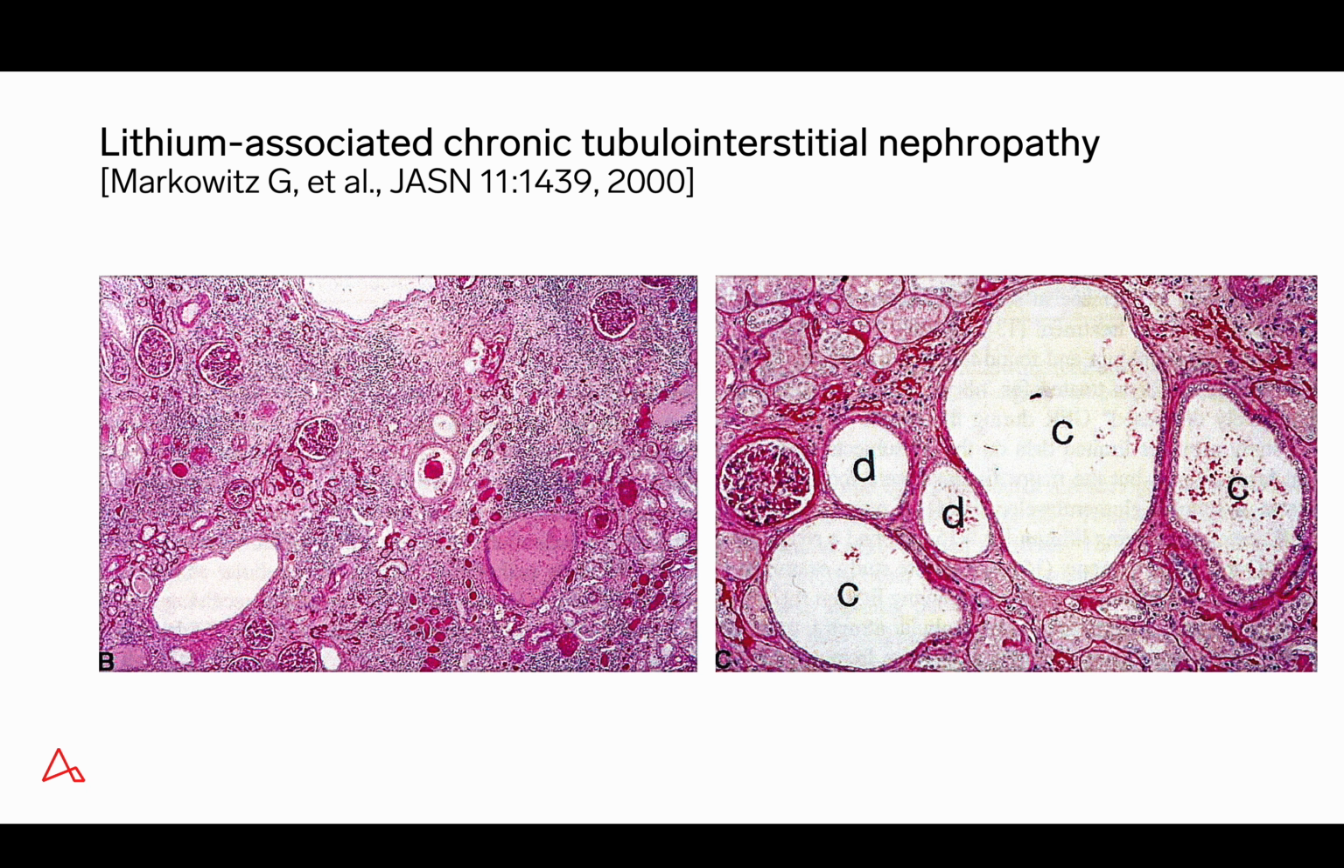This is an example of lithium-associated chronic tubulointerstitial nephropathy. This is from a nice publication out of Columbia, first authored by Dr. Markowitz, published in 2000, and it shows the chronic tubulointerstitial nephropathy, but also shows the lithium-associated cysts. We can see 2 here on the left, or 3 on the left, and multiple cysts on the right.